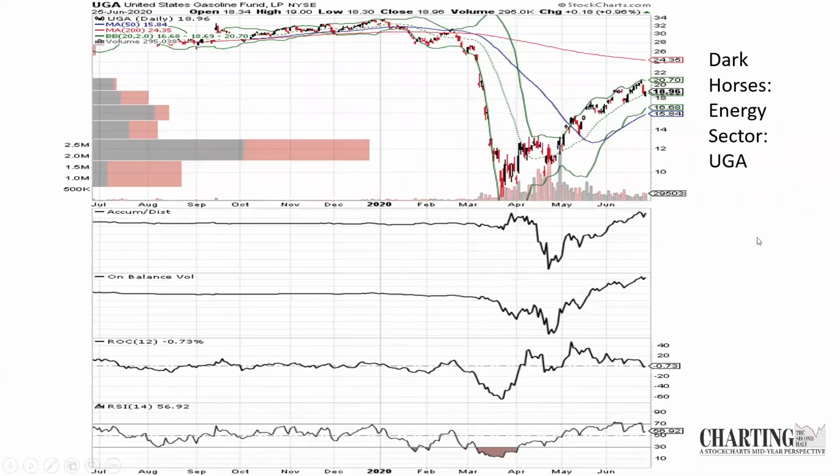I want to look a little deeper, because gasoline is actually in a different position than crude oil. You see gasoline prices have recovered, with huge accumulation distribution, huge on-balance volume, and now a flat ROC, which tells us that we're at a consolidation point. But RSI is well above 50, which means that consolidation is the most likely scenario here. But you might actually see gasoline move higher if things get a little bit better for the economy.